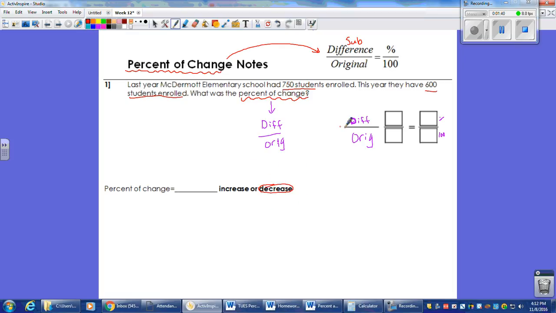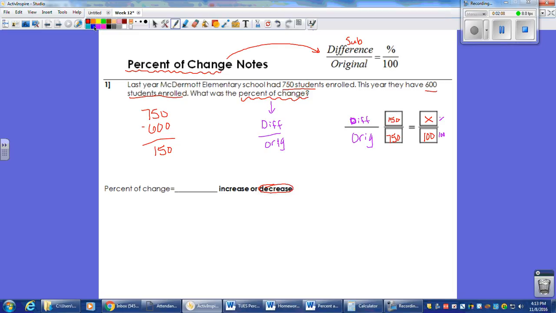So now I say percent. I don't know the percent, so I'm going to write X, and this will be 100. The original amount of students that were there was 750, and the difference means we need to subtract. So what is the difference between 750 and 600 is what it's asking. So I'm going to subtract these, and I get that there is a 150 student difference from last year. So 150 students is the difference.